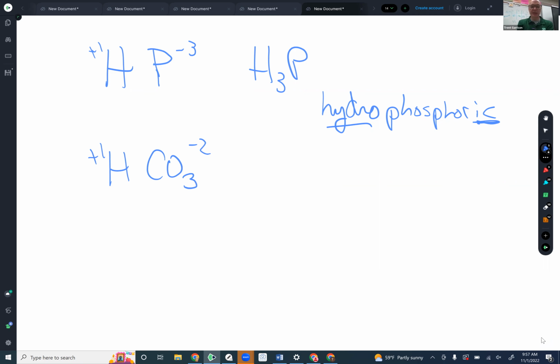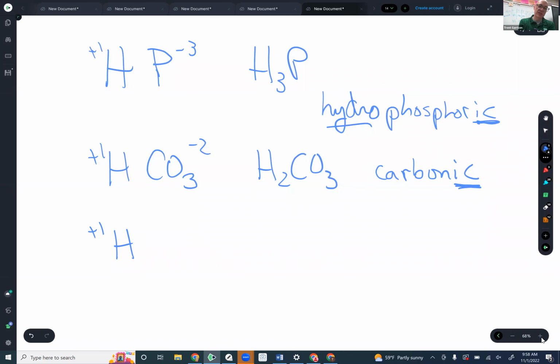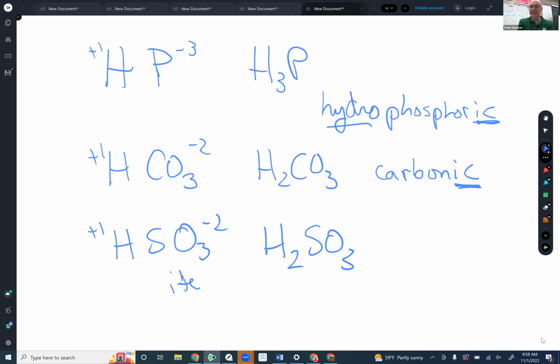And then on the third example that I have here, I've got hydrogen, and it has SO3. The SO3 is a sulfite. It has one less oxygen than the sulfate. So what it ends up being is H2SO3. And because it has one less, this means that I am going to do sulfurous, O-U-S ending, because it has one less.